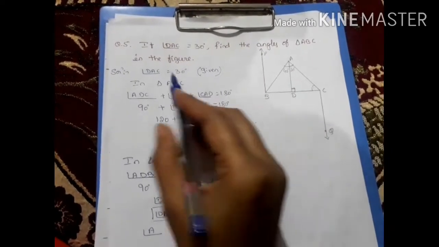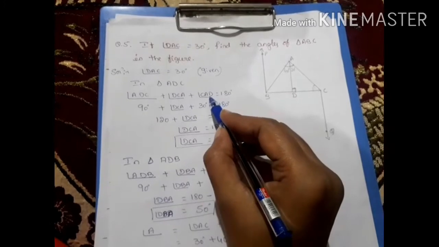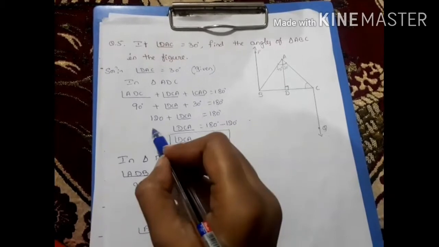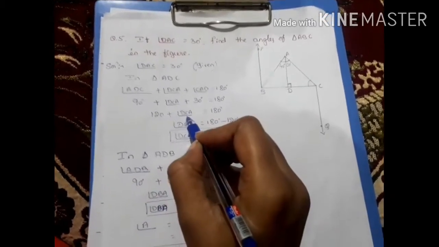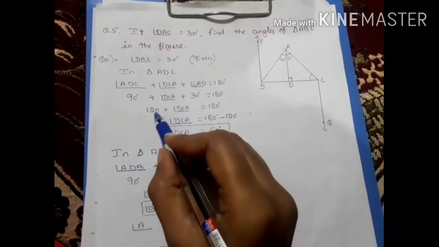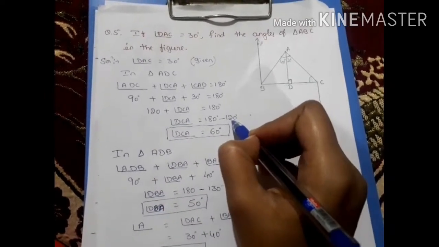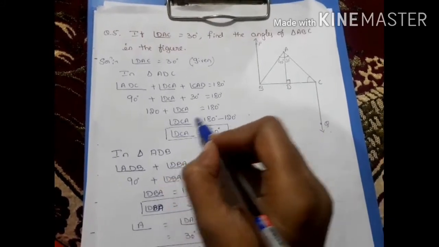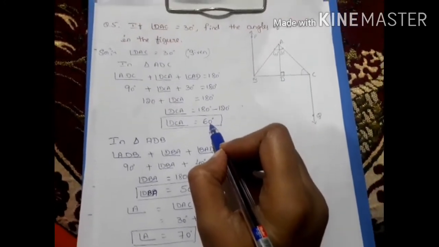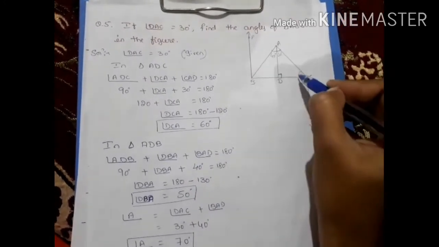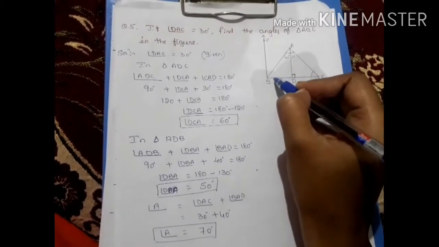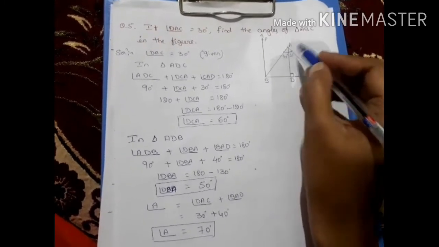Angle CAD or DAC, both are the same, children, don't get confused. 90 degrees plus 30 degrees is 120 degrees, plus DCA written as it is, equals 180 degrees. Keep DCA on the LHS, take 120 degrees to the RHS, it becomes minus. Angle DCA equals 180 minus 120 degrees, which is 60 degrees. Now we got angle DCA, this angle, that is 60 degrees. Now you have to find this angle B, and also complete angle A you have to find.